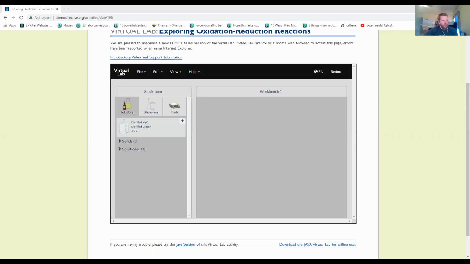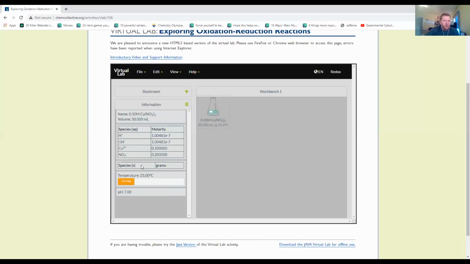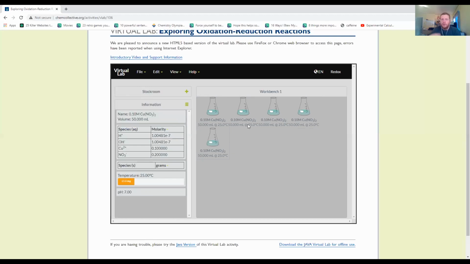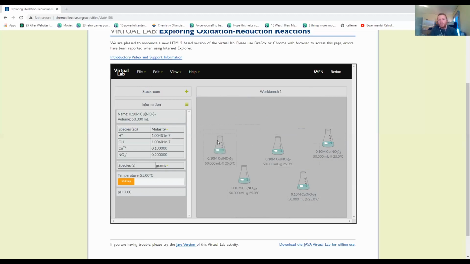So what we're going to do first is go to my stockroom and, under solutions, get 5 copper nitrate solutions. One thing that's kind of cool about this is that our copper nitrate solution is slightly blue. That's not a mistake. Copper nitrate is a bluish green solution, and copper-containing compounds are generally blue solids or blue solutions. So what we have here is an aqueous solution of 0.1 molar copper nitrate.